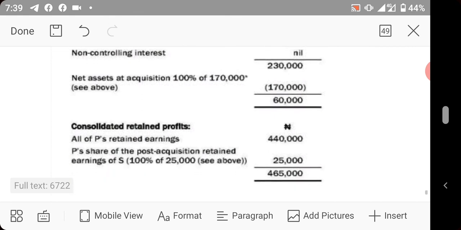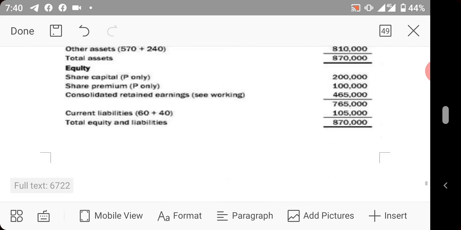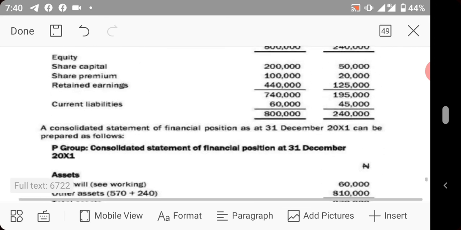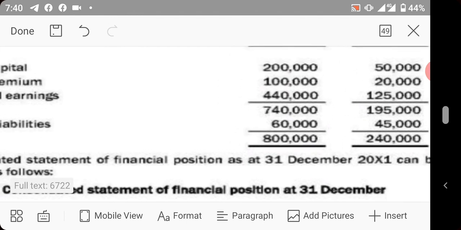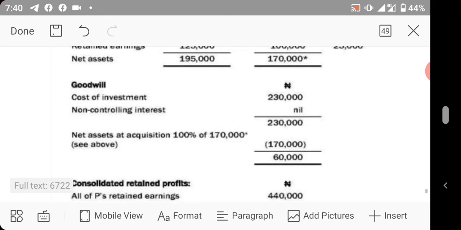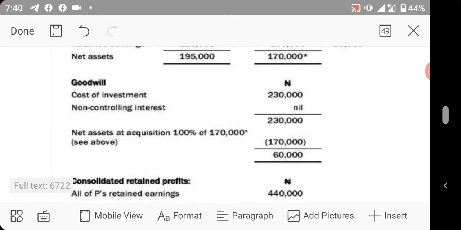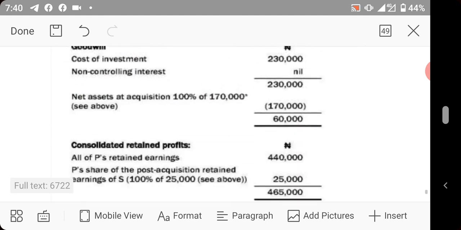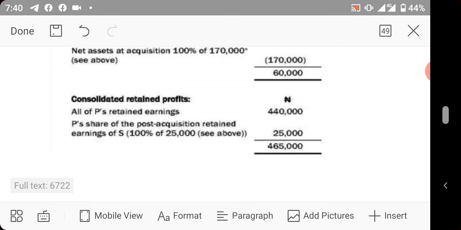Then the last working. You see our number of workings is increasing. Now we have 3 workings. The third working is consolidated retained earnings. You bring in the parent company's retained earnings, which is 440,000. Look at it here, 440,000 retained earnings. Now you bring in the post-acquisition retained earnings, which is 25,000, multiplied by 100%, you have 25,000. So you add up, you have 465,000.